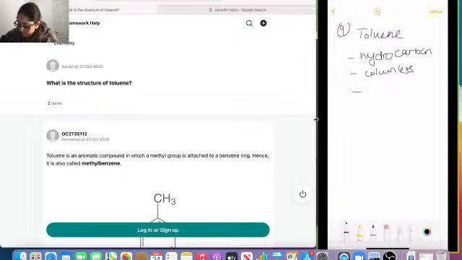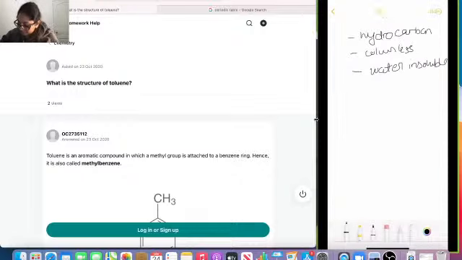It's very water insoluble, hydrophobic. And so basically, for the structure, I'm just going to draw an aromatic ring. It has double bonds, and it also has a methyl group.